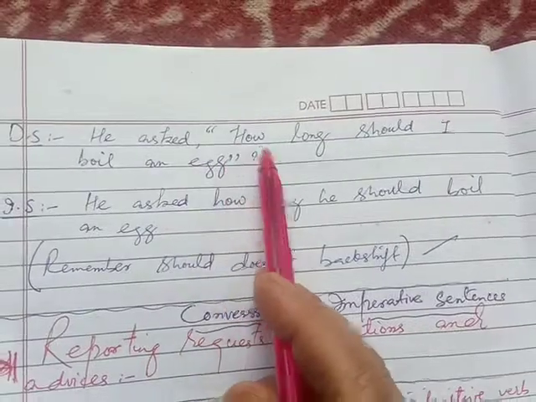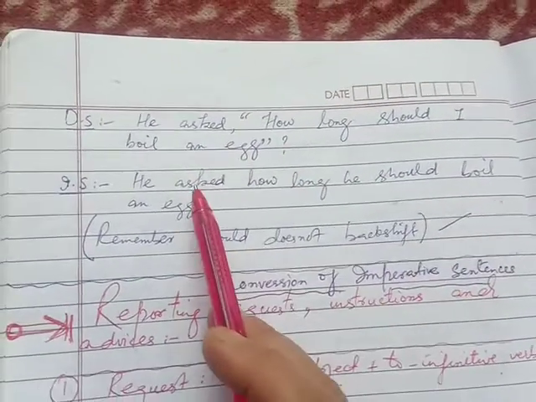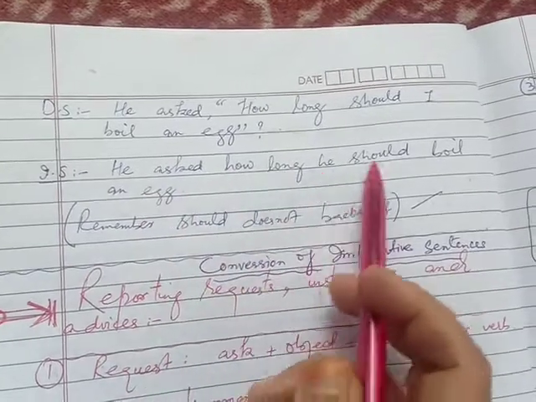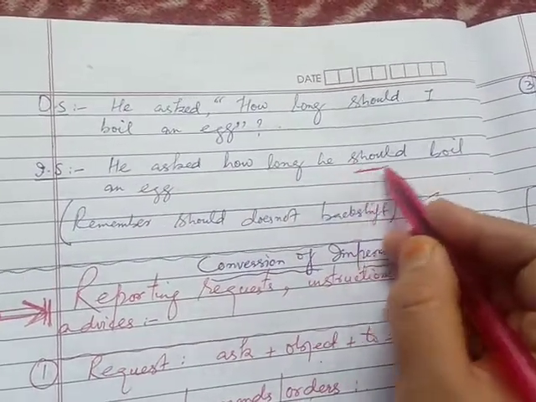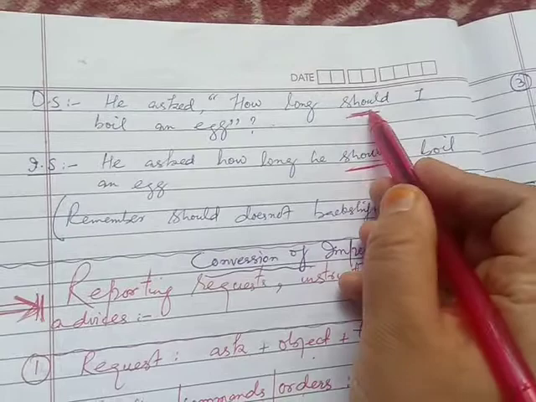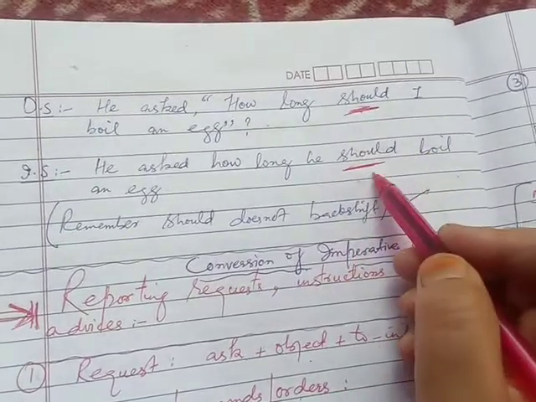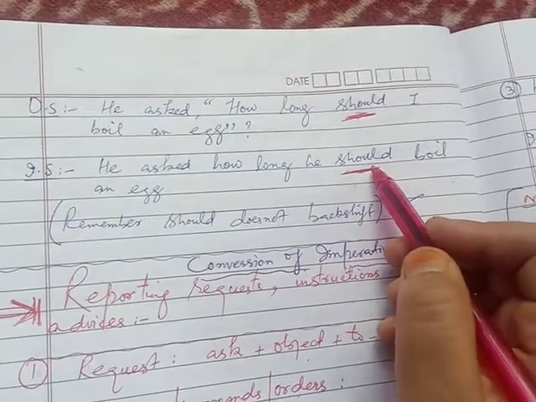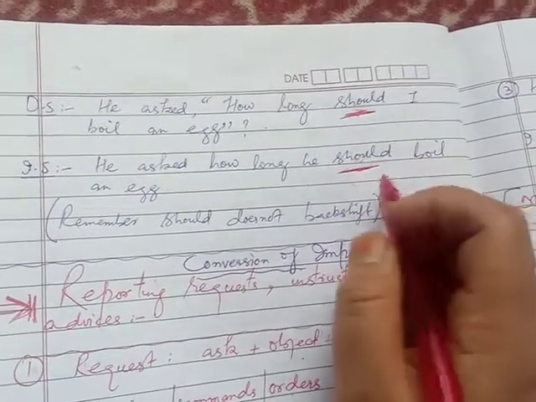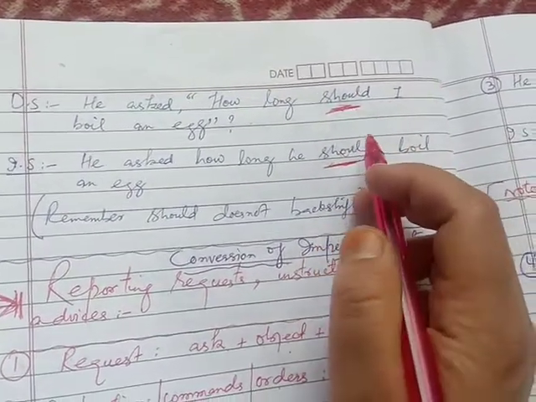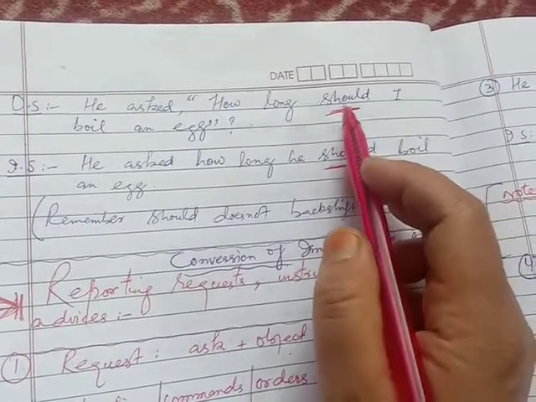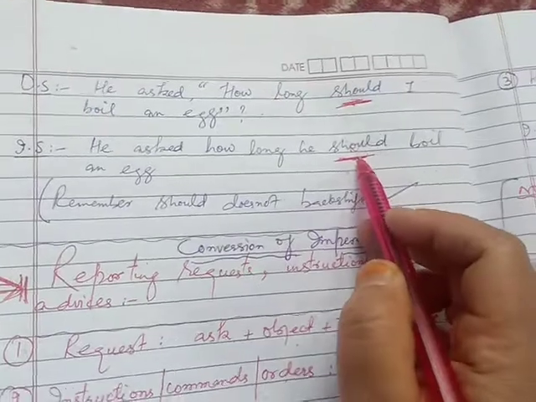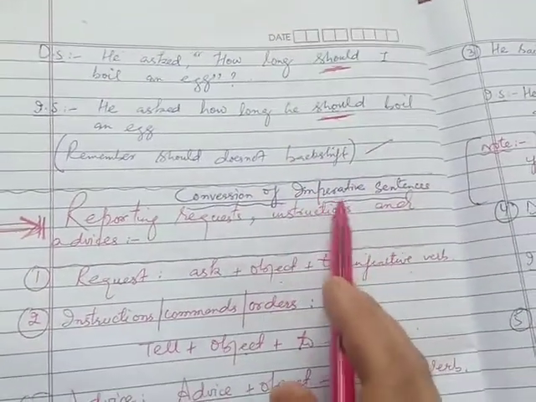He asked, "How long should I boil an egg?" When we will convert it into indirect speech, we will write: He asked how long he should boil an egg. Here, dear, look, in direct speech there was the verb should, and here we also wrote should, because you should remember that should does not backshift. Backshift means conversion of tense, conversion of form of verb. So should does not backshift. Now let's move towards conversion of imperative sentences.